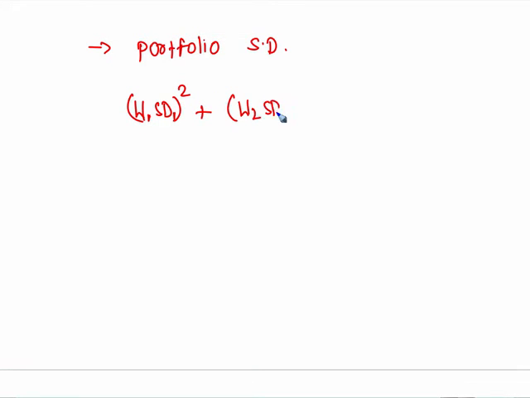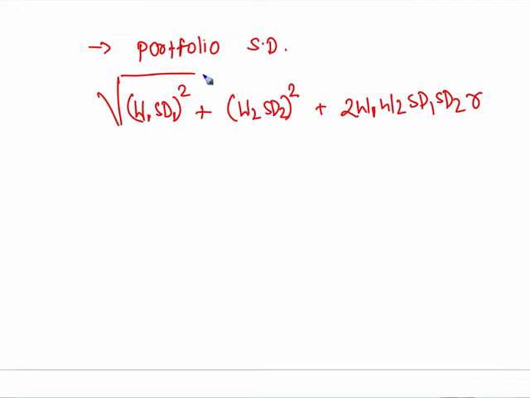Now, next thing, portfolio standard deviation. The formula that we would be using to calculate portfolio standard deviation: weight 1 square into standard deviation 1 square, plus weight 2 square into standard deviation 2 square, plus 2 into weight 1 into weight 2, into standard deviation 1, into standard deviation 2, into correlation coefficient, the whole thing under root. Last is R. R is correlation coefficient.